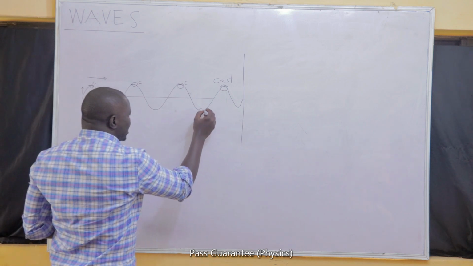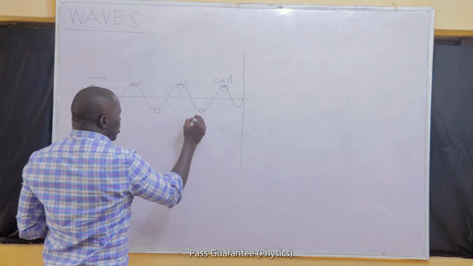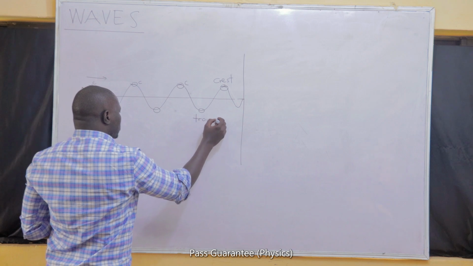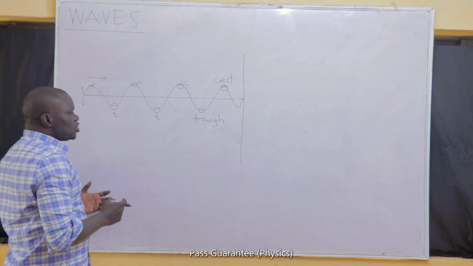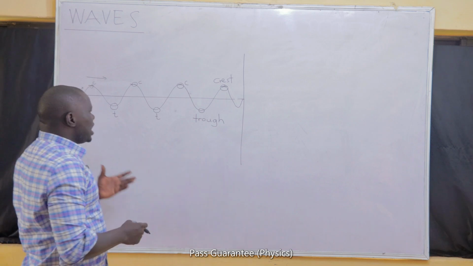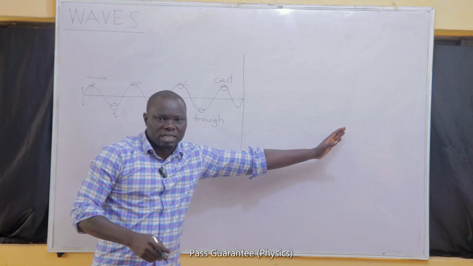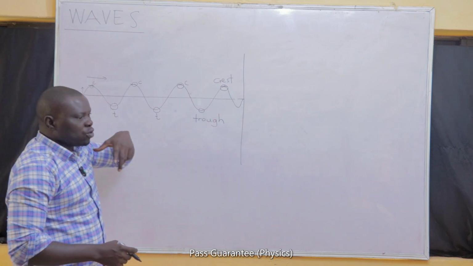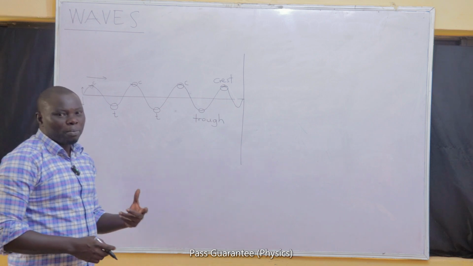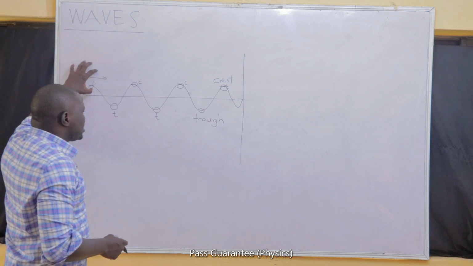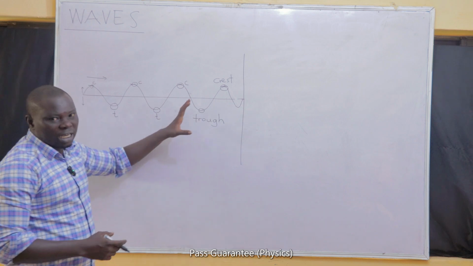Points of maximum downward displacement are called troughs. So when you set up a transverse wave, there are so many crests and troughs for as long as you allow the wave to be propagated. So we always say, as a way to continue the explanation of the transverse wave, that transverse waves are propagated as a series of crests and troughs.